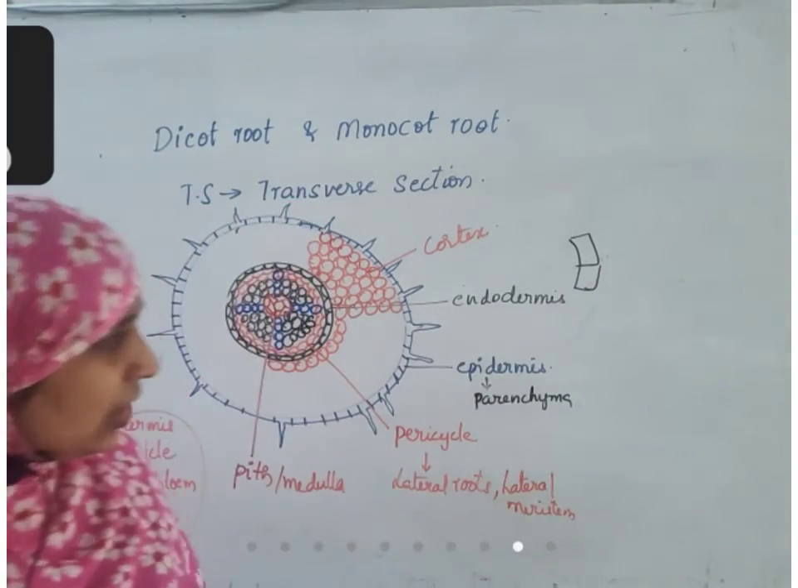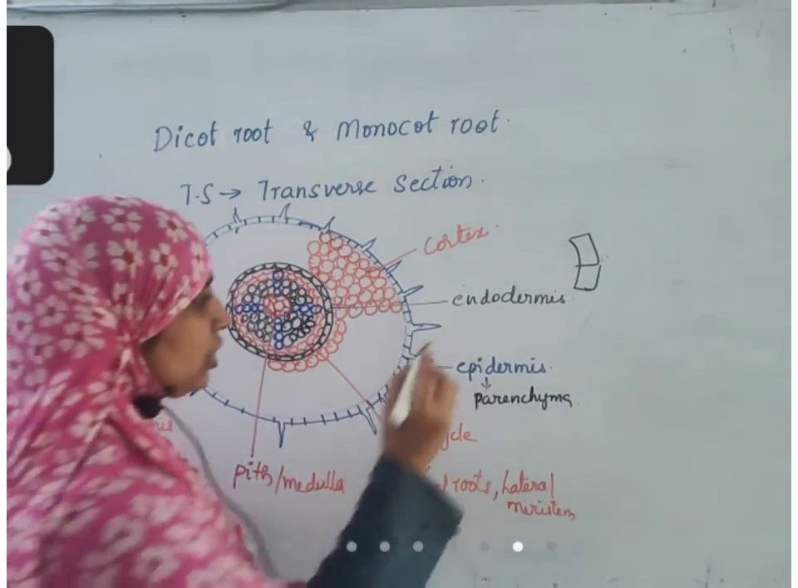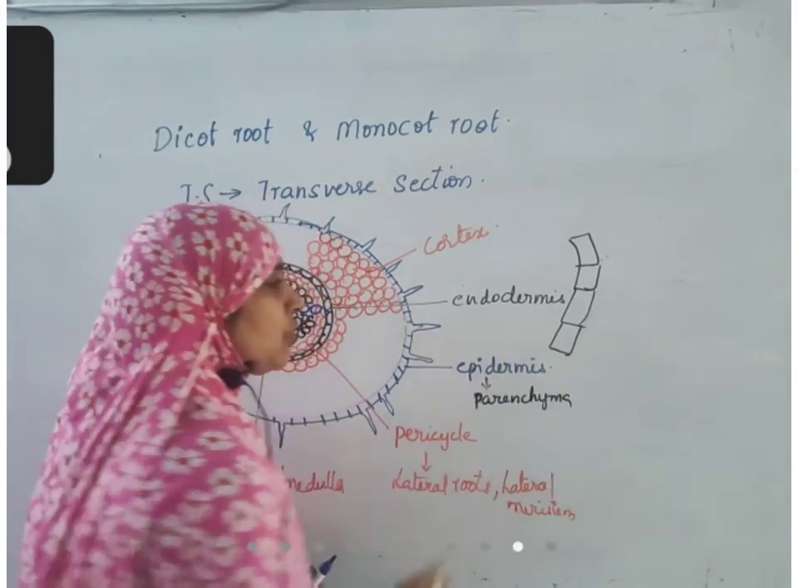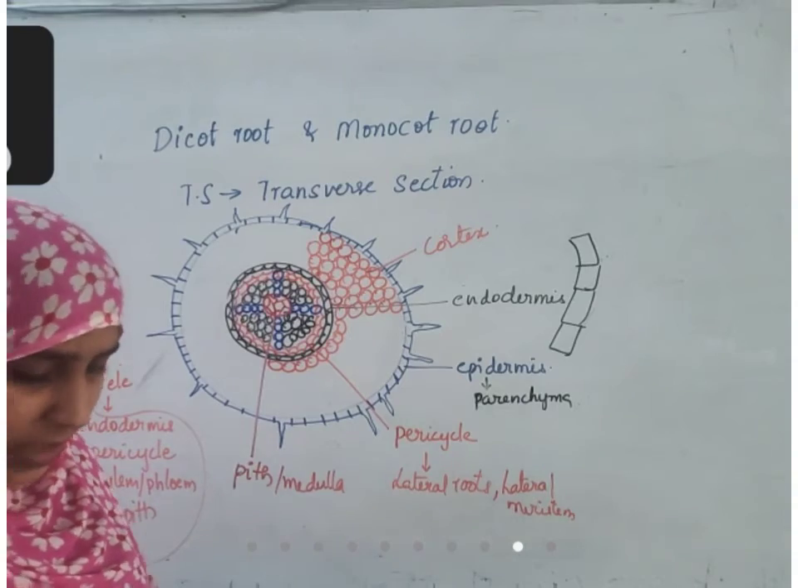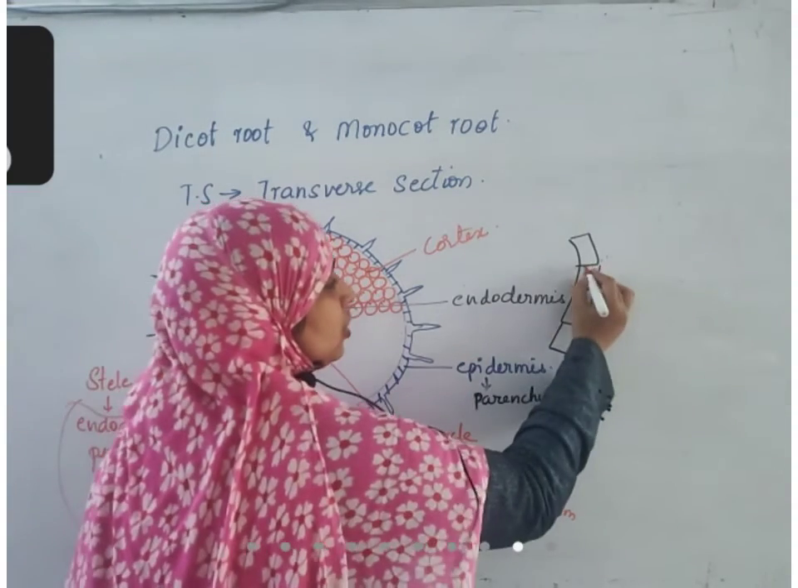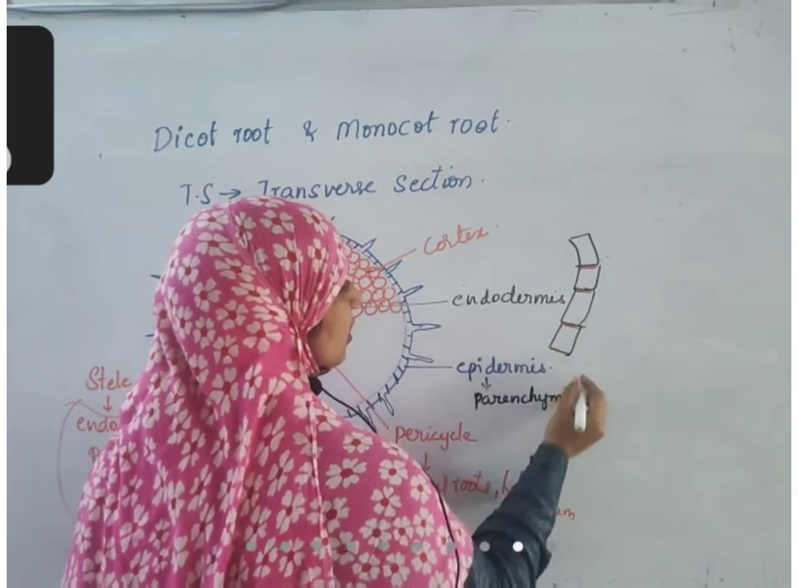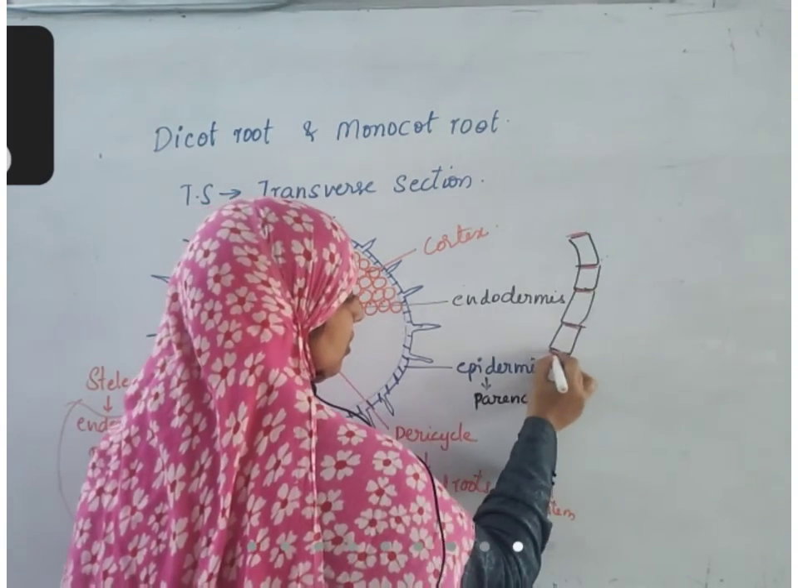In the radial region and tangential region, I'll draw a few more cells. Which will be the radial region if cells are like this? This is the radial region. This is the radial region.